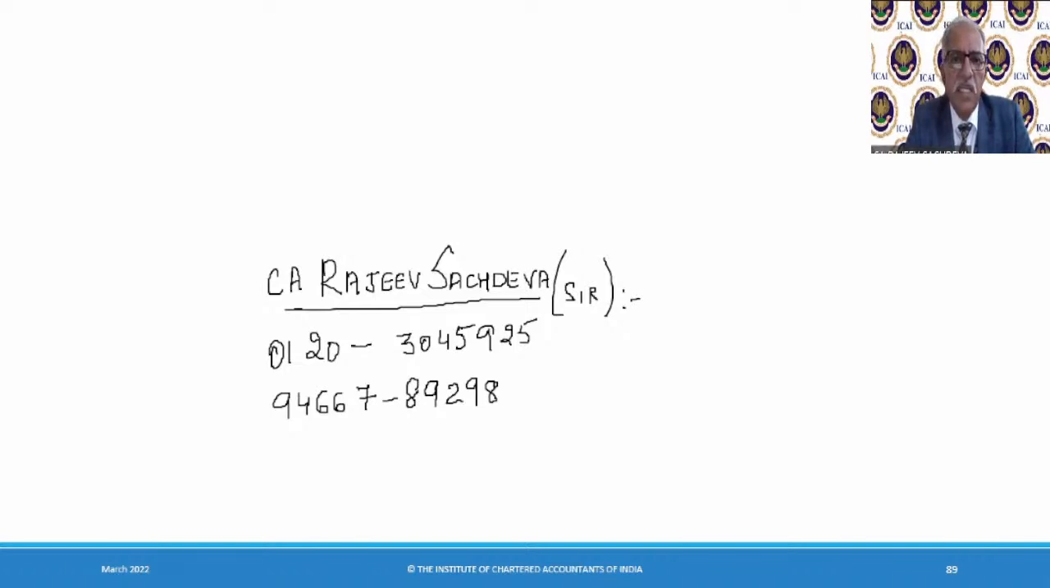From chapter 9, discount on issue of shares, and one is from chapter 10, section 147, punishment for contravention of the provisions of the Companies Act.